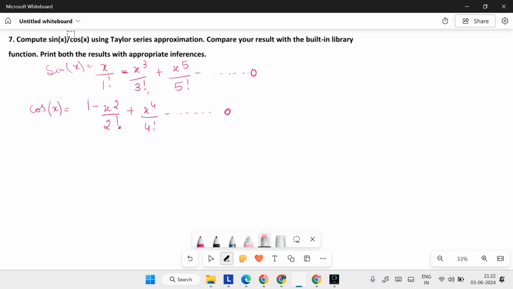So you are supposed to calculate sin x and cos x. How do you calculate? Using Taylor series approximation. And the next part is compare your result with the built-in function. You have to use functions for this program. When you write the function, you are supposed to write the function for calculating sin x. Also, you are supposed to write the function for calculating cos x.